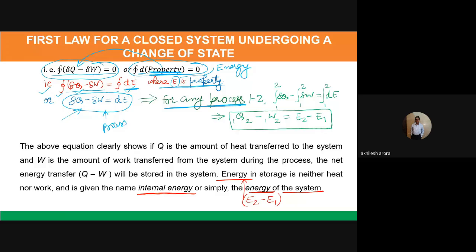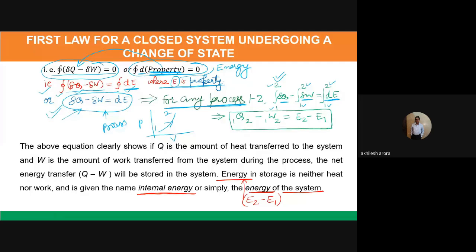So now suppose I have any process 1 to 2. Suppose this is some PV diagram, and this is the process 1 to 2, and I want to apply this equation of first law of thermodynamics for a process. So look at this equation, and now look here. I have taken the integration for all the quantities in this equation for the process 1 to 2. So for 1 to 2, I am calculating the heat transfer, I am calculating the work transfer for this particular process, and I am calculating the property dE, which I said is energy.